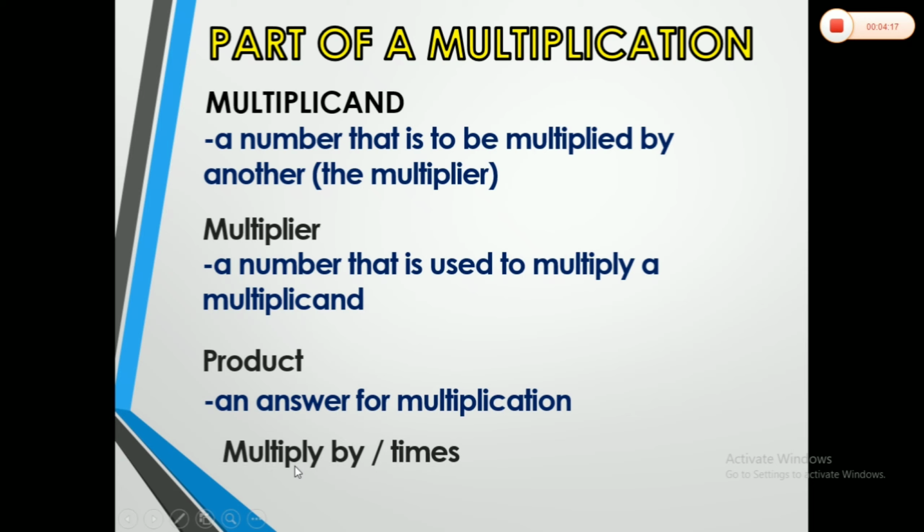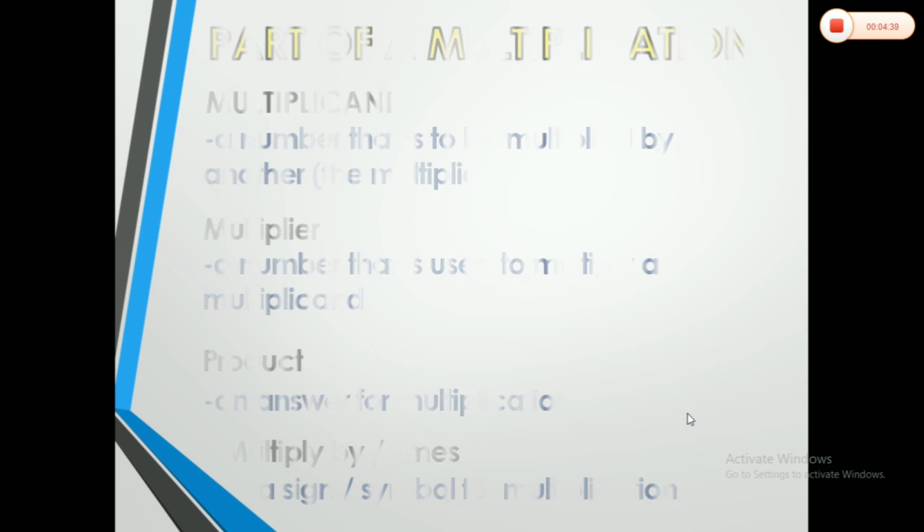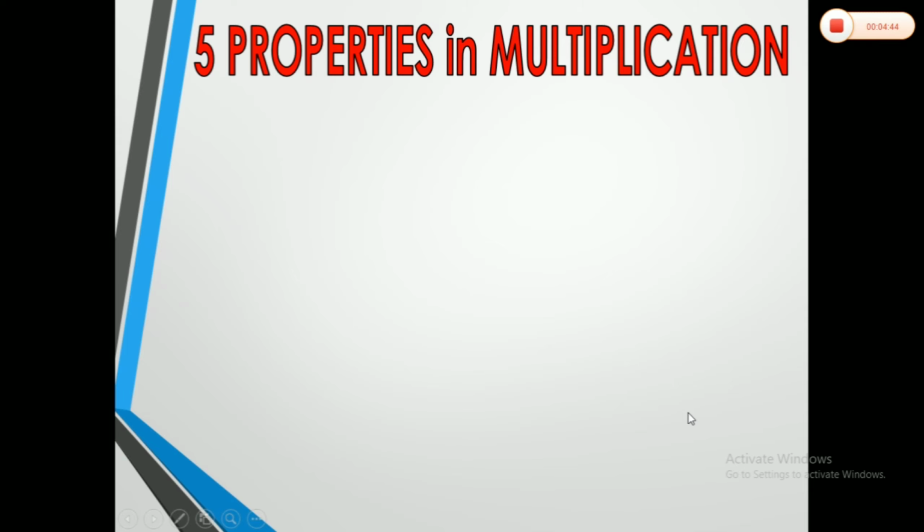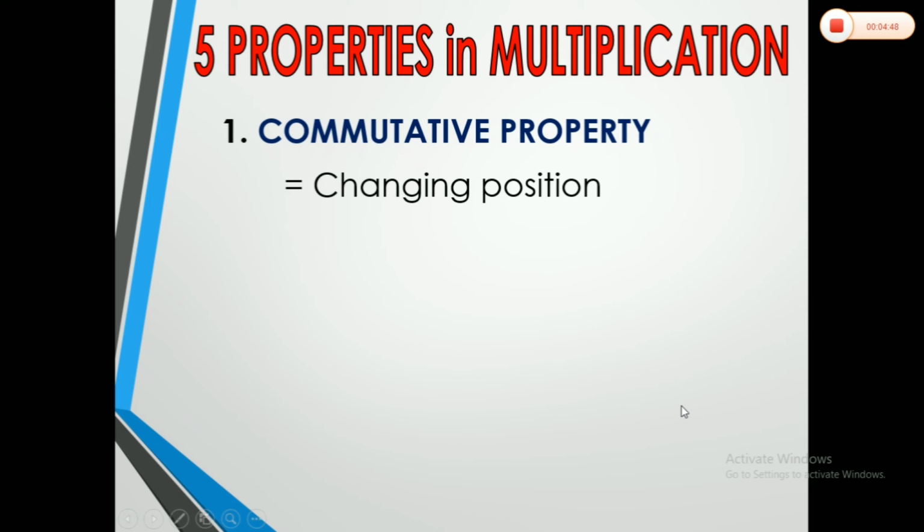And lastly, multiply by or times, as we commonly use, this one is what we call a sign or symbol for multiplication. So we have multiplicand, multiplier, product, multiply by or times. So in multiplication, we have 5 properties. So the first one is what we call commutative property.